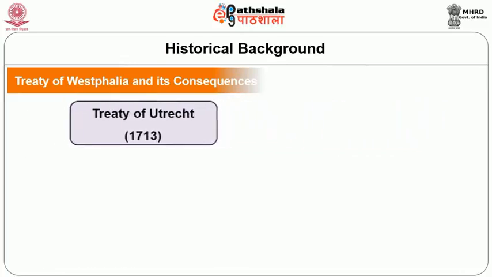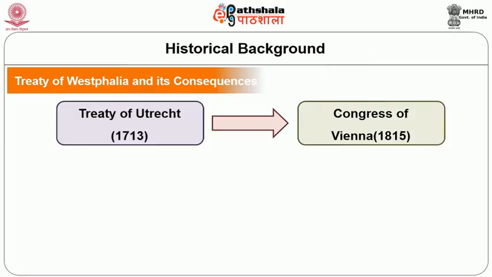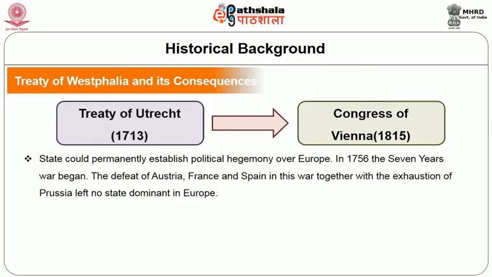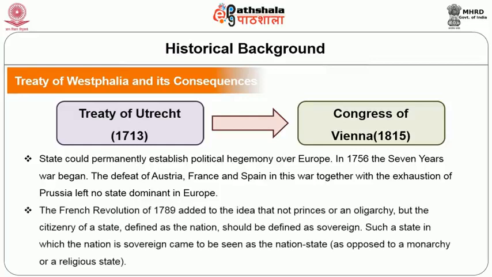The period from the Treaty of Utrecht in 1713 to the Congress of Vienna in 1815, no state could permanently establish a political hegemony over Europe. In 1756, the Seven Years' War began. The defeat of Austria, France and Spain in this war, together with the exhaustion of Prussia, left no state dominant in Europe. The French Revolution of 1789 added to the idea that not princes or an oligarchy, but citizenry of a state defined as nation should be defined as sovereign.